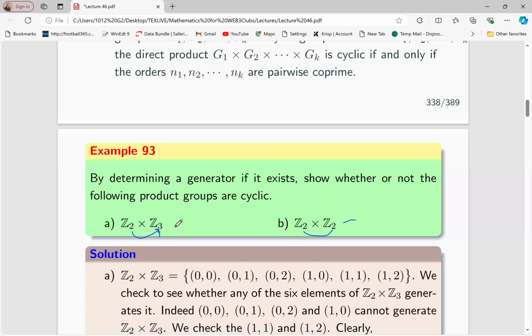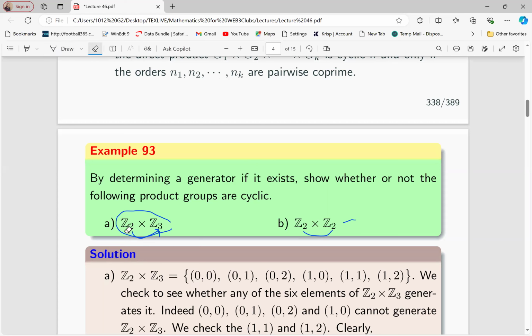I can see that the GCD of 2 and 3 is 1. So this group here is cyclic. But that is not the question I'm answering here. The question I'm answering is, what is the generator? What is the generator? Now, these are additive groups. The generator is very easy. These are additive groups here. Of course, we know the elements here.